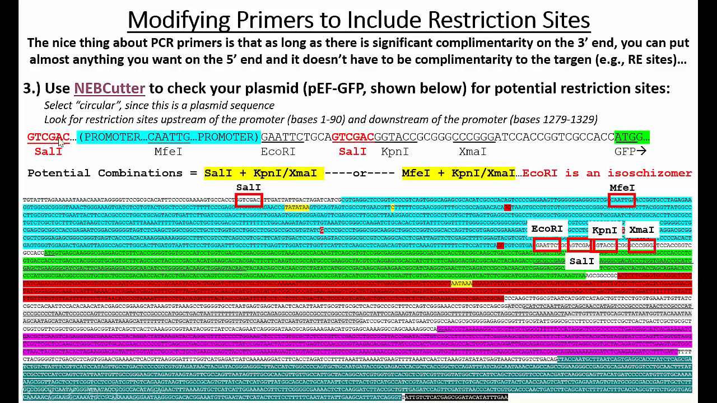So there is what the sequence looks like, and just to reiterate, we can use SalI with KpnI or XmaI, or MfeI with KpnI or XmaI. We cannot use EcoRI because it's what we call an isoschizomer. It creates the same sticky ends as MfeI.